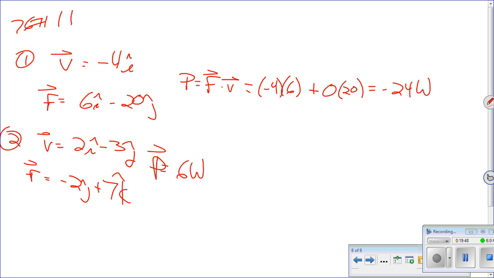Yeah, there isn't any cross product in this chapter, right? Correct. It's only the dot product. When we get to torque, it's cross product. Work is force dot displacement. Good, you guys? Okay. All right, and then number 3.